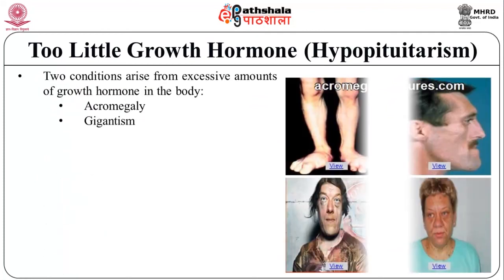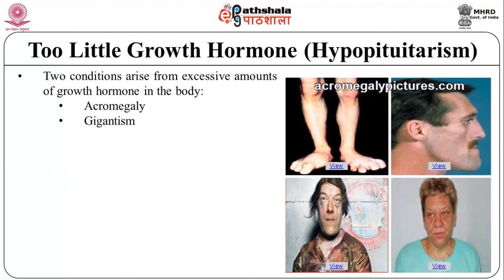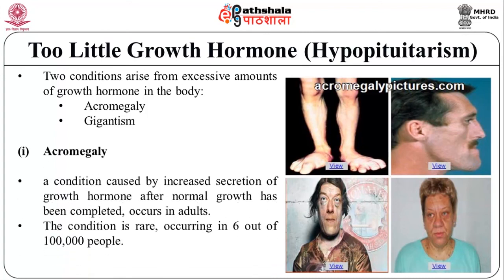Two conditions arise from an excessive amount of growth hormone in the body: acromegaly and gigantism. The cause usually is a tumor in the pituitary. Acromegaly, a condition caused by increased secretion of growth hormone after normal growth has been completed, occurs in adults. The condition is rare, occurring in 6 out of 1 lakh people.